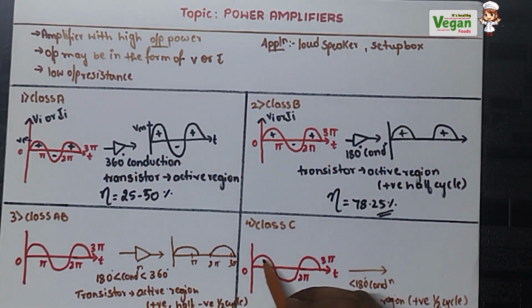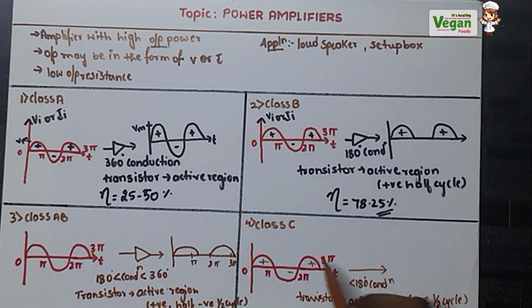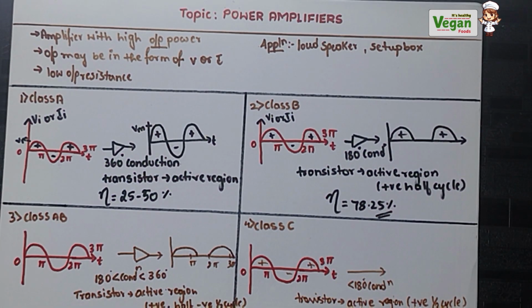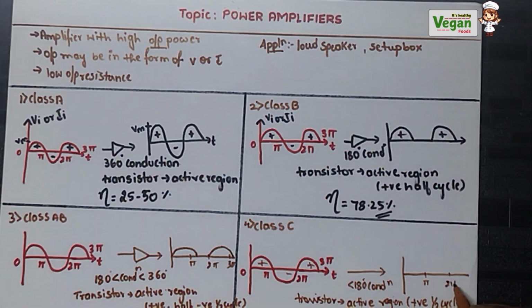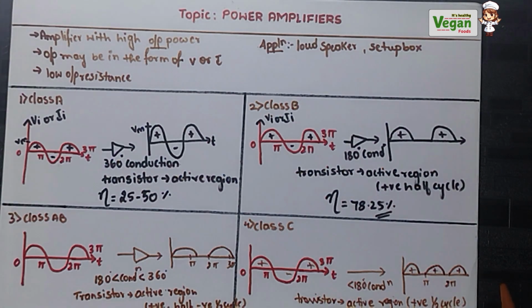That is, if we give both positive and negative half cycles as an input to the class C power amplifier, it will only amplify the positive half cycles, and that too for less than 180 degrees. Pi means 180 degrees. It will conduct for less than 180 degrees like this, and only rectify the positive half cycle. It will not rectify the negative half cycle.